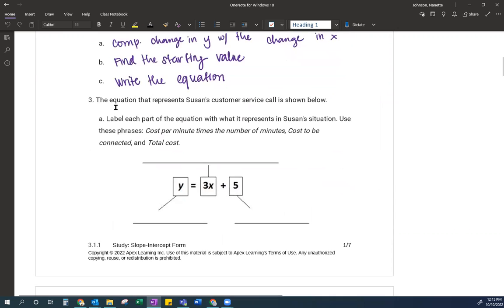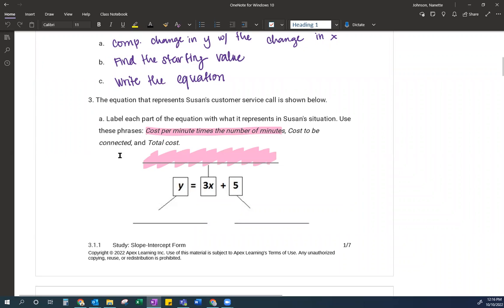So the equation that represents Susan's customer service call is shown below. Label each part of the equation with what it represents in Susan's situation. Use 3 phrases: cost per minute times the number of minutes, cost to be connected, and the total cost. Okay, so there's a situation that you might have read in the actual lesson part of it. So when it says cost per minute times the number of minutes, that's this guy here, right? This part's here. And I'm just going to, instead of writing everything, highlight it and put it in that section. So this is that part right here.